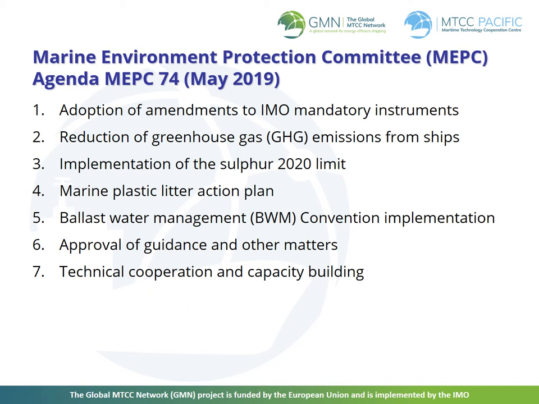Number 6 concerns the approval of guidance and other matters. Among other matters, the MEPC also approved 4 circulars that contain new or updated guidance that are relevant to the assessment and carriage of chemicals in bulk, including the revised MEPC circular on the guidelines for the provisional assessment of liquid substances transported in bulk.